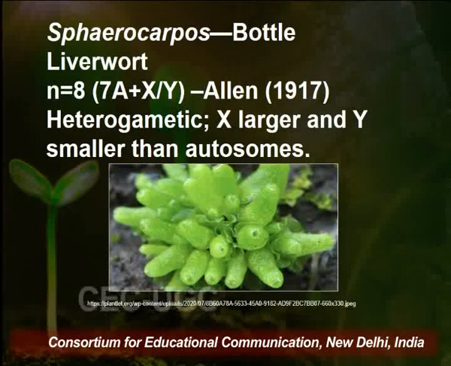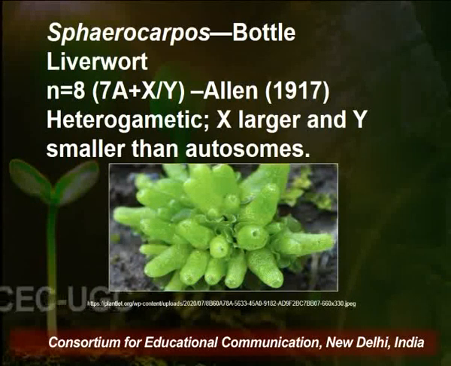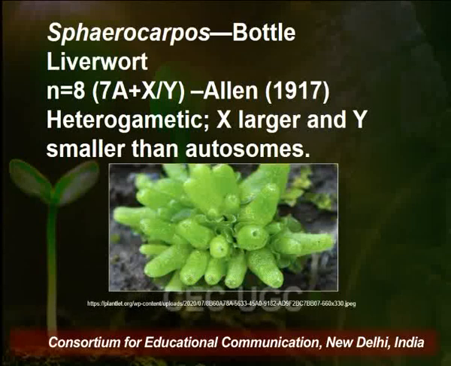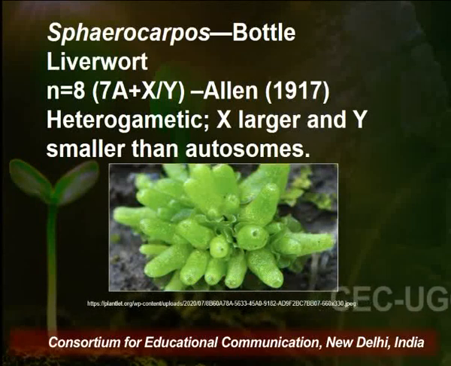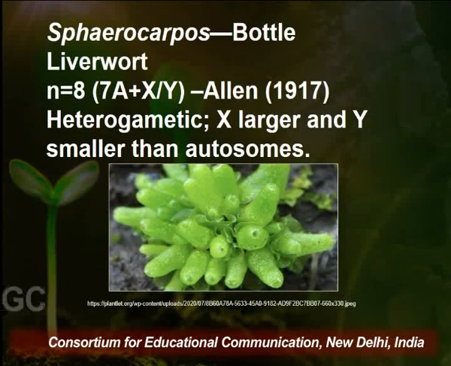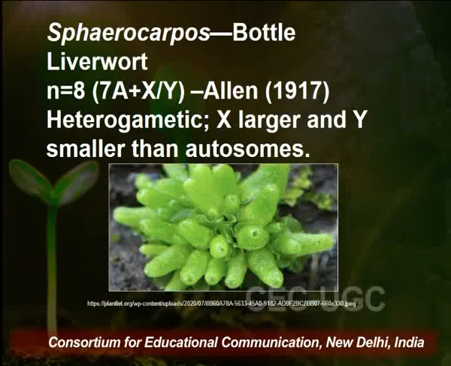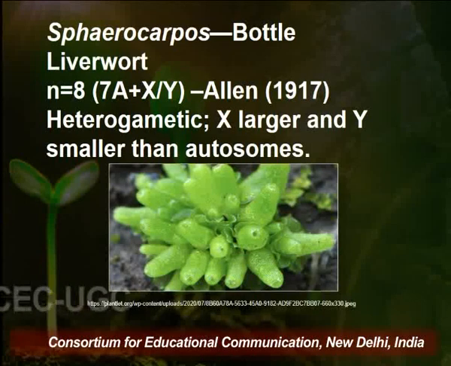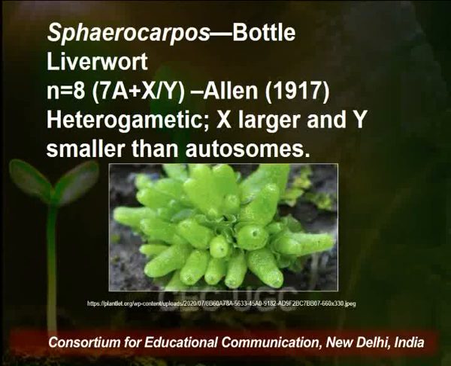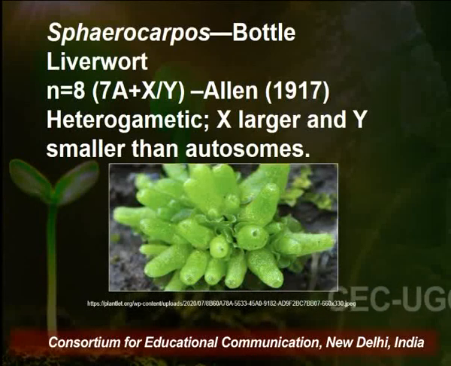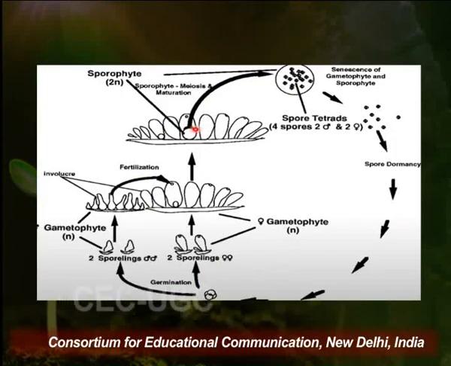We take the case of another liverwort, which is Spherocarpus. Learners, you must remember that the sex chromosomes were seen for the first time in Spherocarpus by Allen as early as 1917. Now, this also shows somewhat of an XY type of mechanism. The haploid number is 8, which means 7 autosomes plus an X or Y. When it is heterogametic, that means X is larger and Y is even smaller than the autosomes.